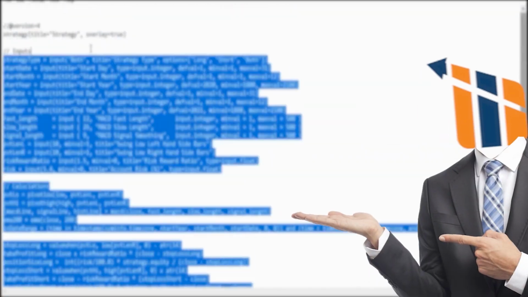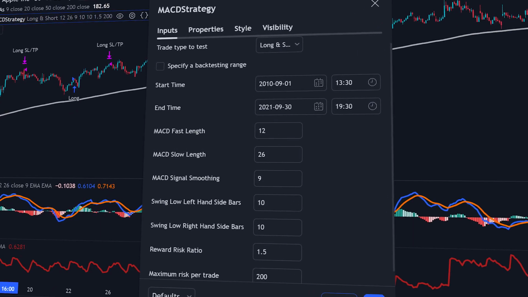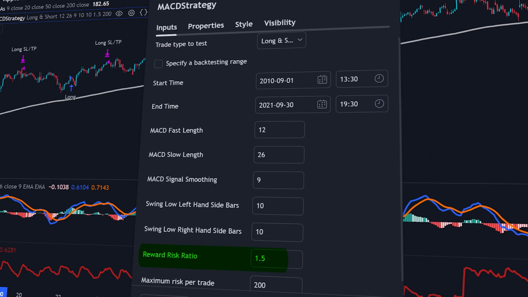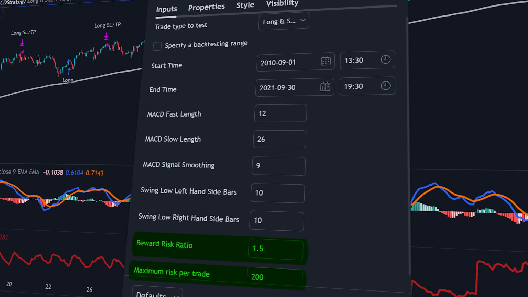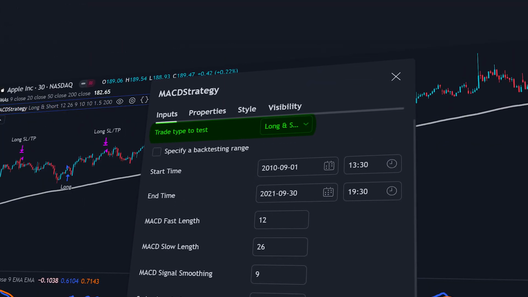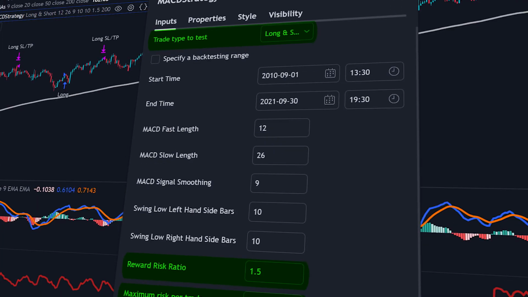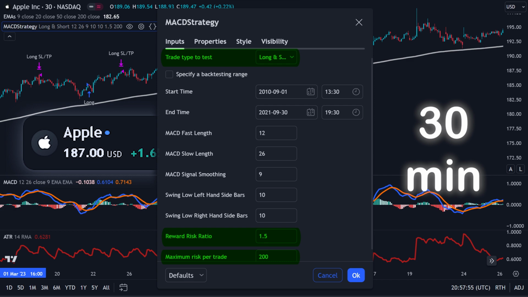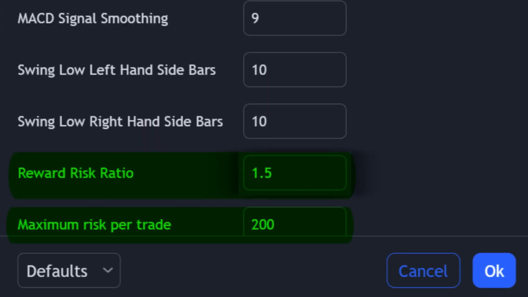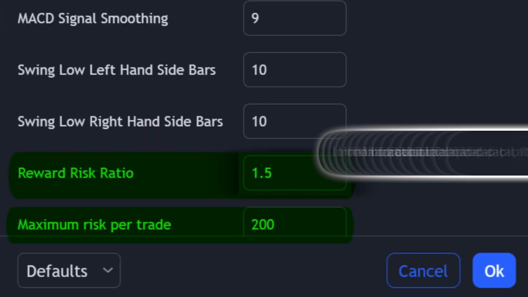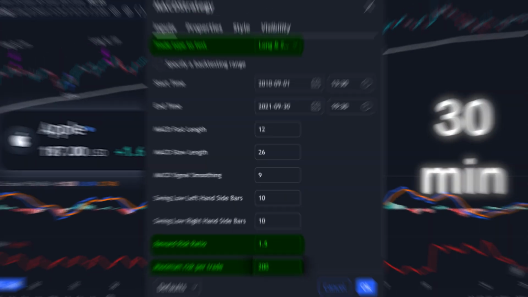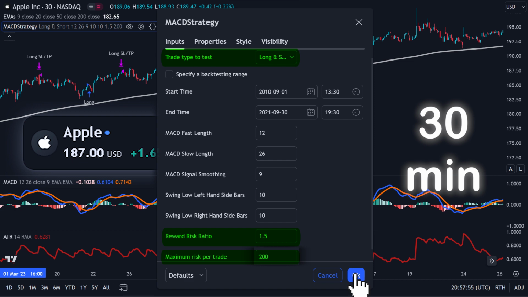Once you have access to the script, add it to the chart, and the script will allow you to adjust the inputs such as the initial capital size, reward to risk ratio, the amount you want to risk per trade, and if you want to take only long, only short, or both long and short positions. For this backtest, we will be testing Apple on the 30-minute time frame. We will be using a 1.5 reward to risk ratio with an initial capital size of $10,000. We will be risking 2% per trade. Once you input the information, click OK, and the script will automatically backtest all the trades.